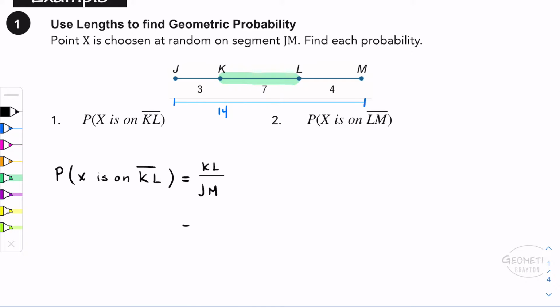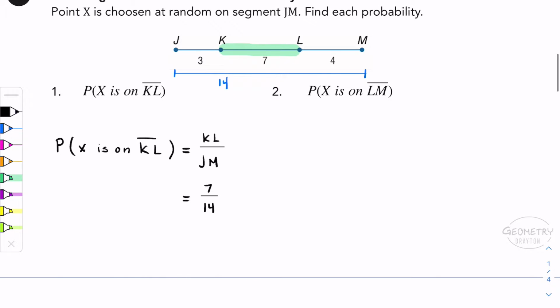When I substitute values in for this, we have 7 for the length of KL and 14 for the total length. This simplifies to 1/2. 1/2 as a decimal is 0.5, or we would say a 50% chance. So to answer this question, the probability that point X is on segment KL is a 50% chance. This is what we're looking for.